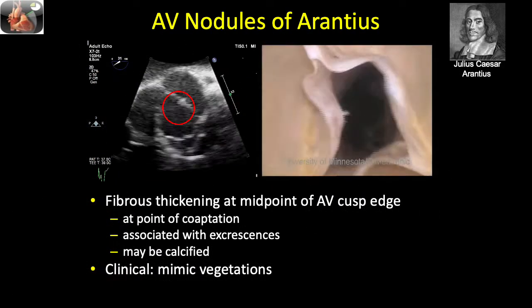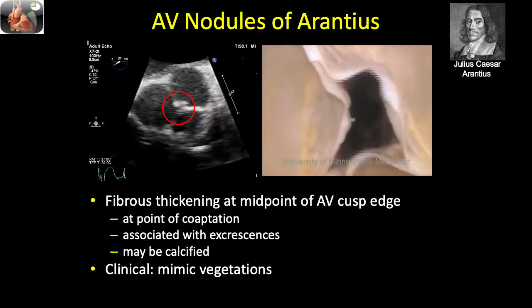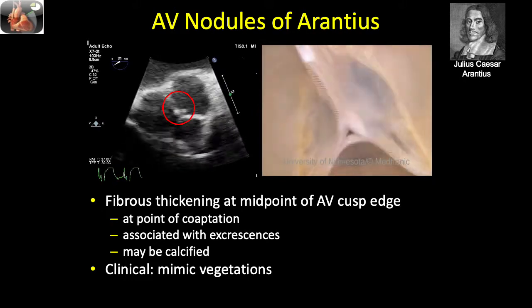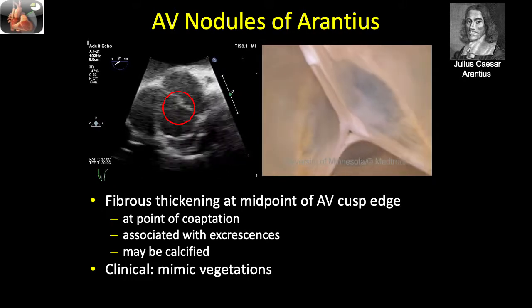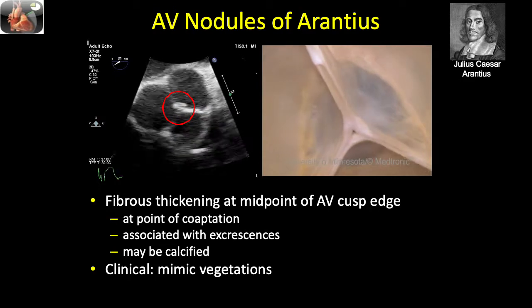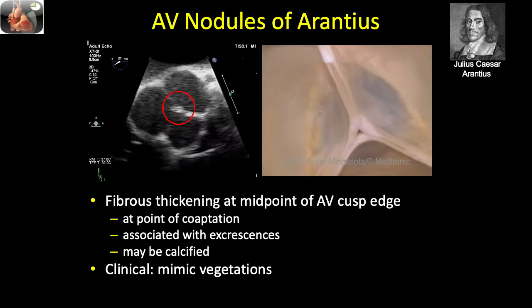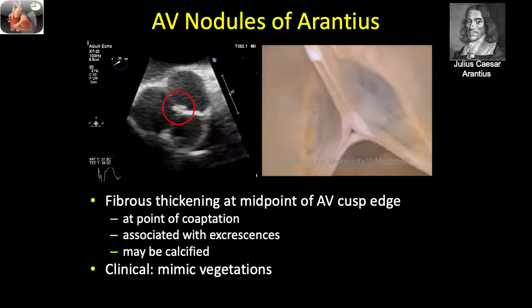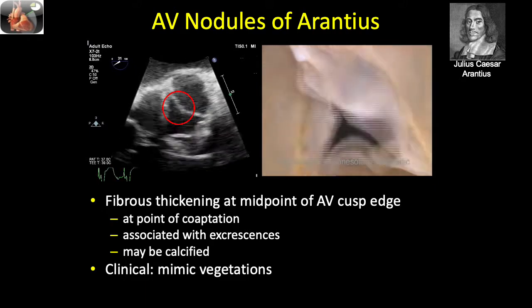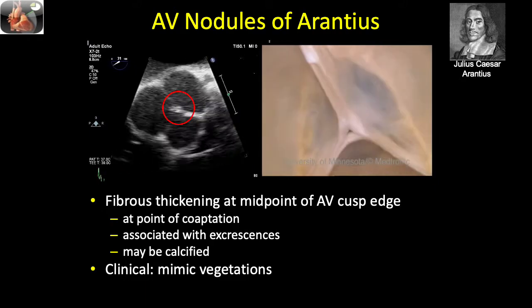The nodules of Arantius. Each aortic valve cusp shows a central area of fibrous thickening corresponding to the nodule of Arantius. These are named after Julius Caesar Arantius, an Italian anatomist.